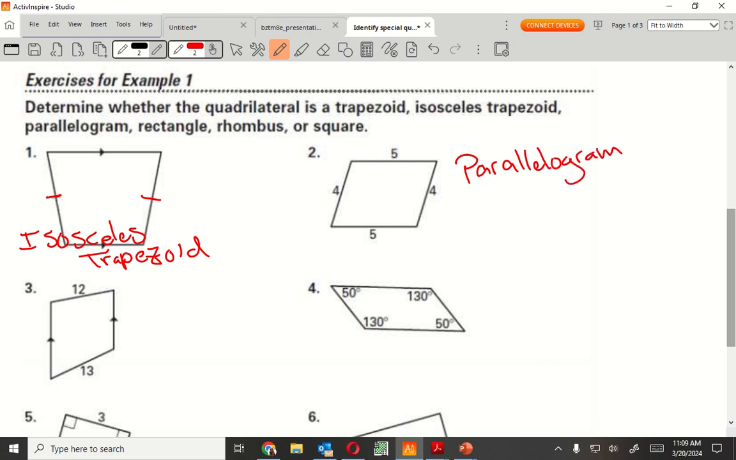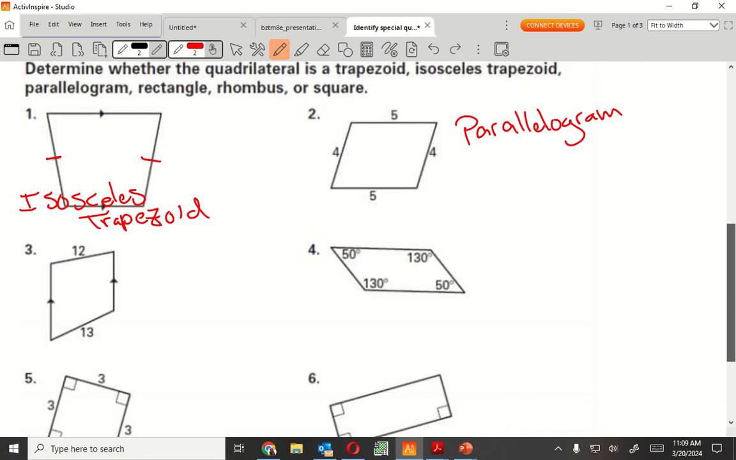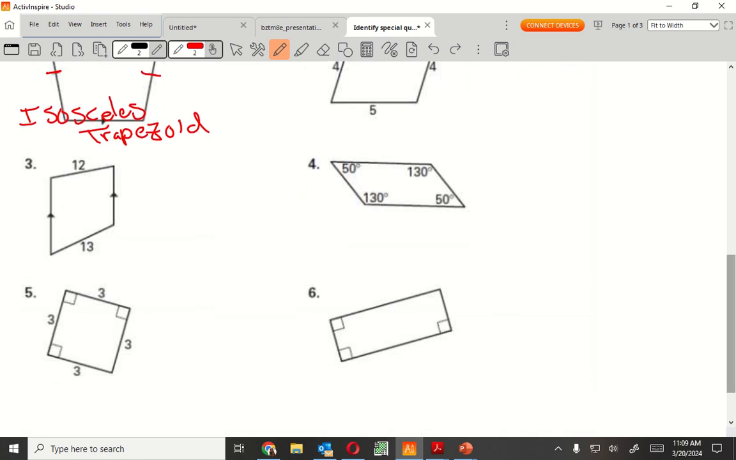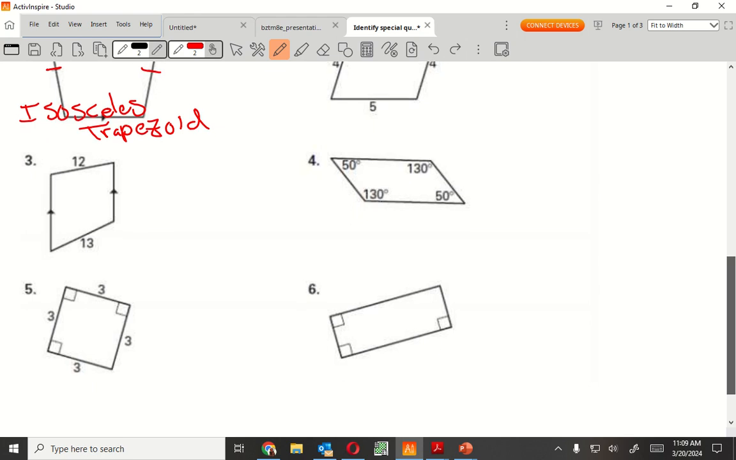Can there be two answers? Like, using them more than once, is that what you're saying? Yeah. Oh, yeah. I know what you're saying now.